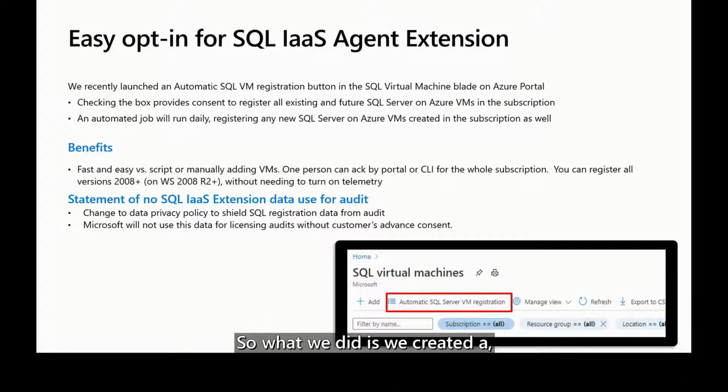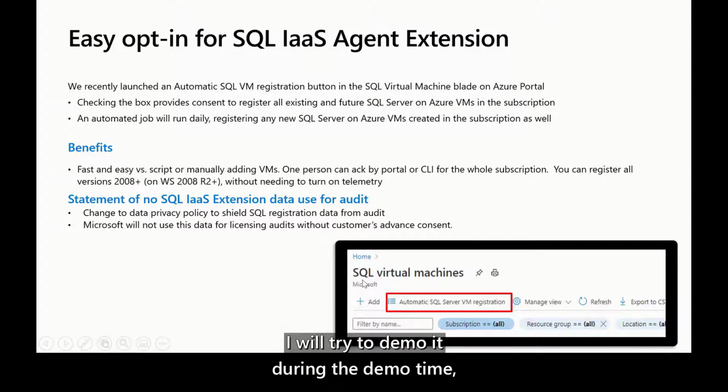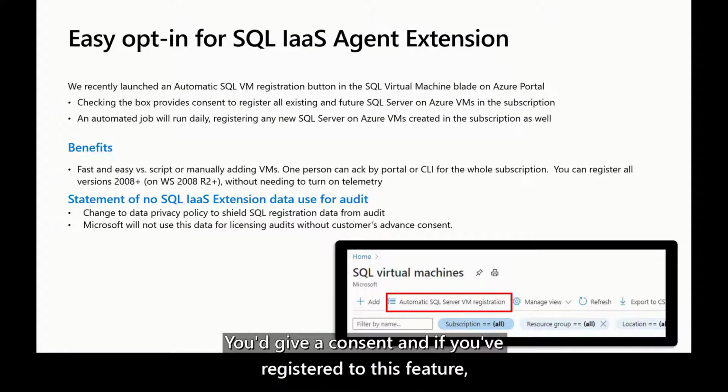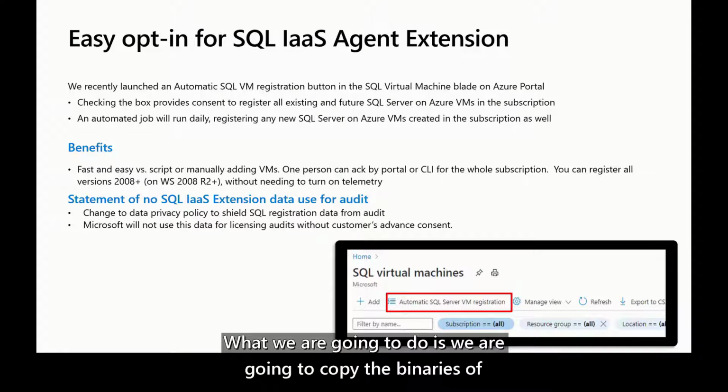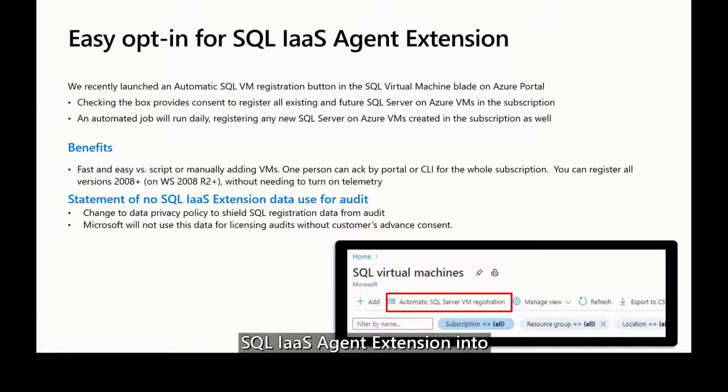So what we did is, if you go to Azure SQL Virtual Machines, I will try to demo it during the demo time, you would see a magic button. We call that the Azure SQL Server VM registration button. If you click it, it opens up a dialog box. You give a consent, and if you register to this feature, we'll take care of the rest. So what we are going to do is copy the binaries of the SQL IaaS agent extension into all the virtual machines where SQL Server is present in that subscription.